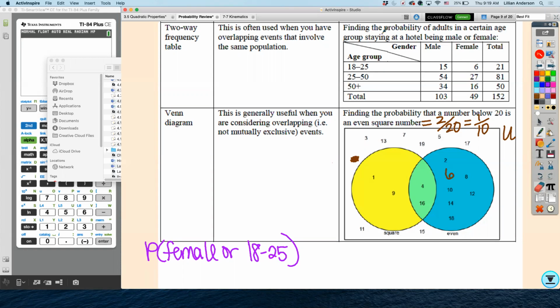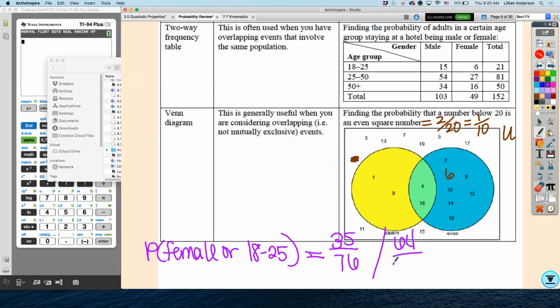35 over 76 after you reduce it, maybe? 35 over 76 after you reduce? Okay, I got 35 over 76. What'd you get? 64 over 152. What's that reduced? I don't know, but I'm calculating it wrong.